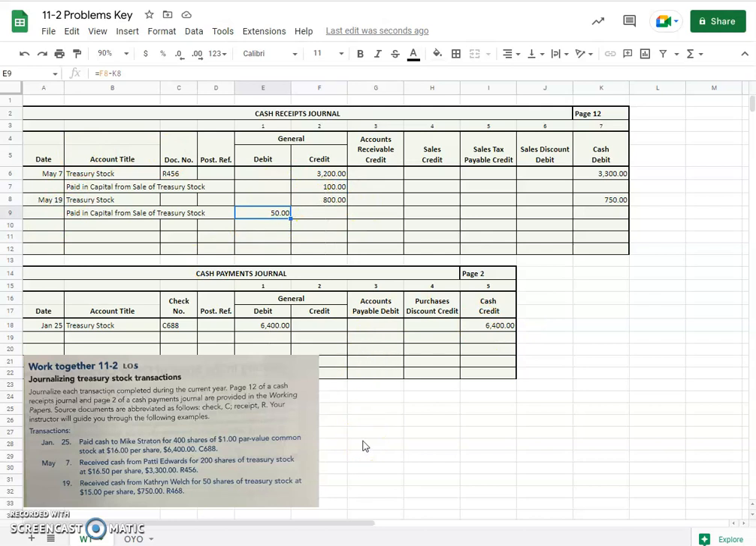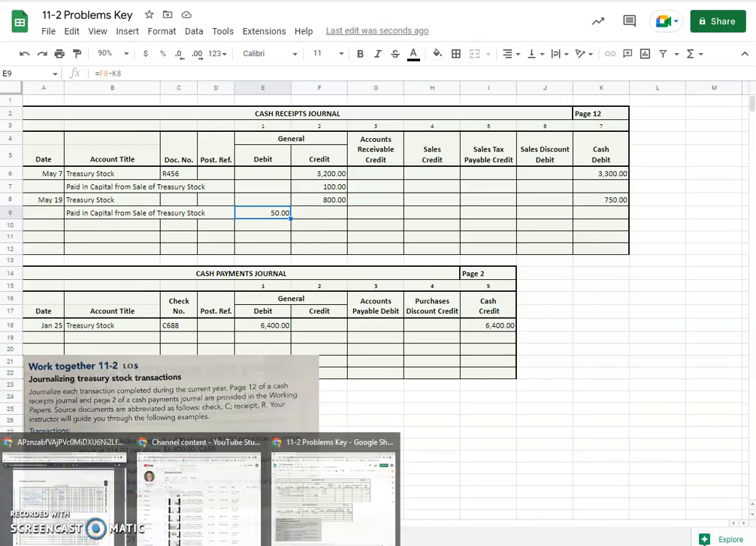All right, so that is how these journalizing treasury stock transactions go. You have to refer back quite a bit to the original amount that you bought that treasury stock for, so be careful to follow those dollar amounts. All right, so that was the work together, and I'm going to let you do the 11-2 on your own.